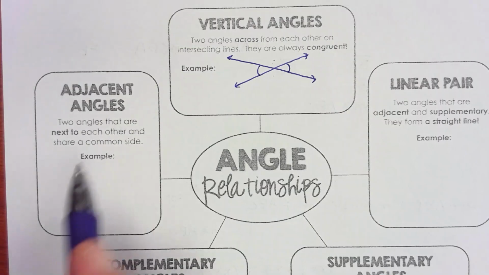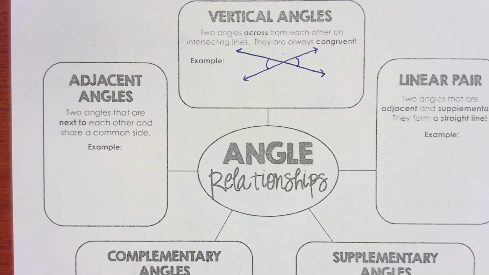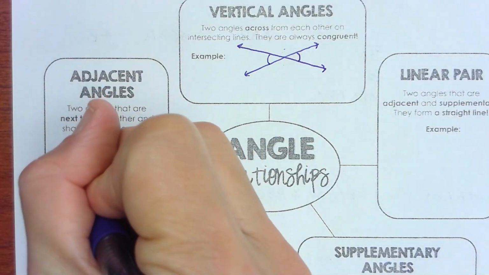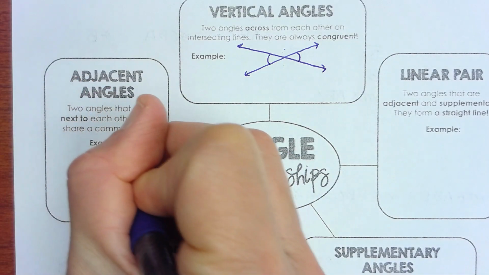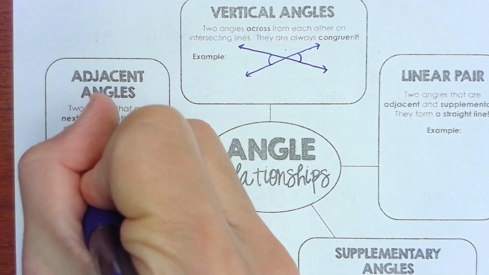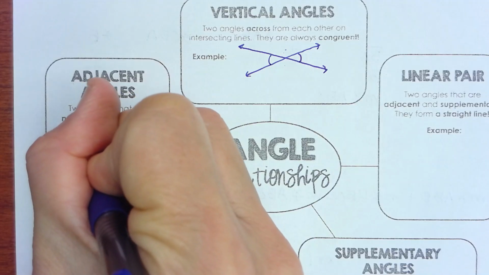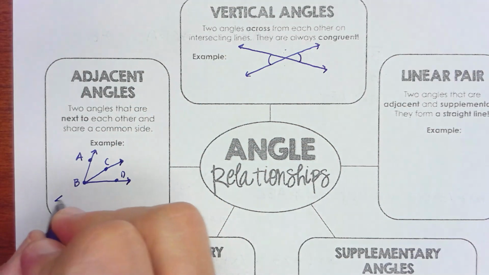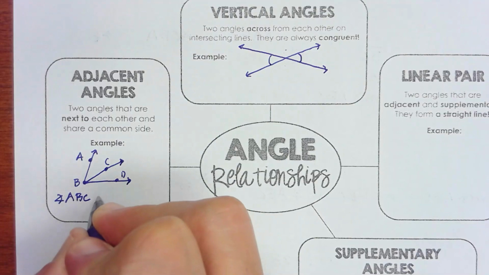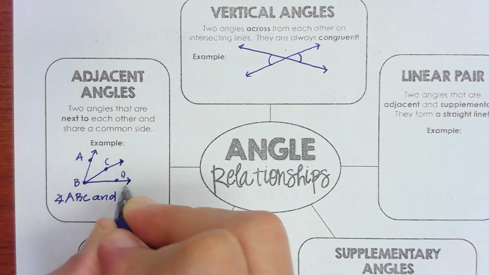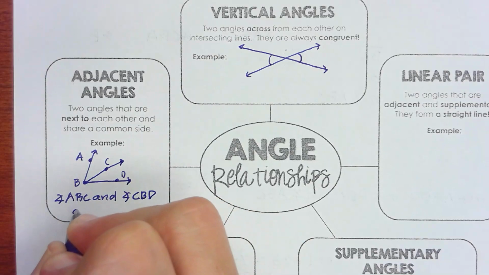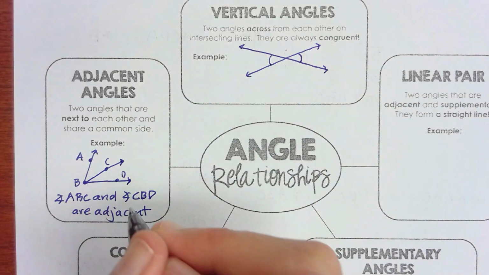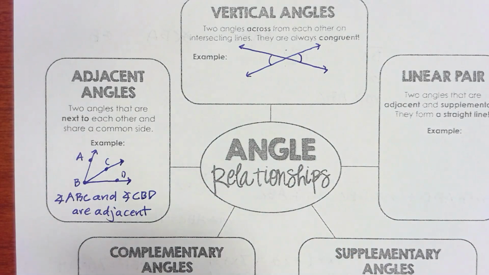Okay, adjacent angles, we'll work our way around this way. Adjacent angles are two angles that are next to each other and share a common side. Now, we've already seen diagrams so far today with adjacent angles, so I'll just draw here. And we'll call that B, A, C, and D. So I'm talking about angle ABC and angle CBD are adjacent, meaning that they are next to each other and they share a common side. Okay?